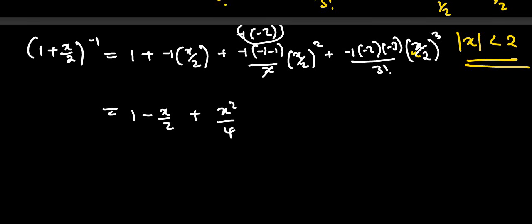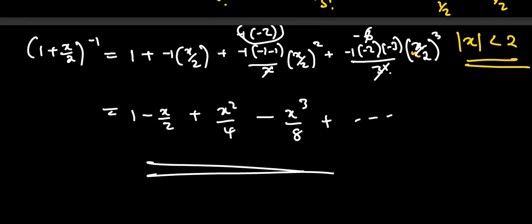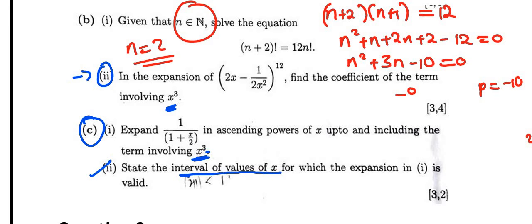Here we're getting 3 factorial is 6. The guy on top here is 6 with a negative. So 6 and 6, that's going to be negative. Then this will just be x to the power 3 over 8. So technically, this is what you get as your answer up to the term that has x to the power 3. This is where you end. So this is what you have. That's what you are supposed to get for this question.